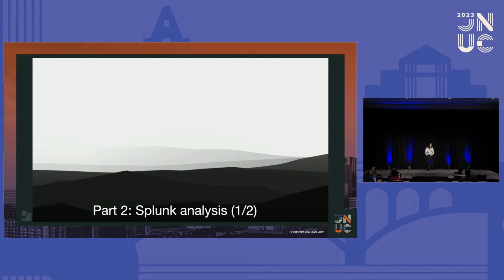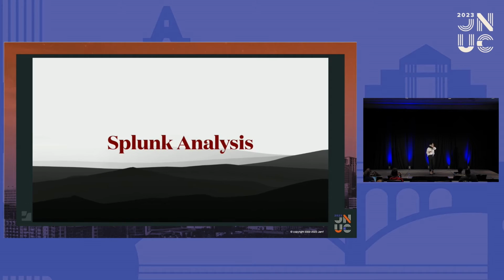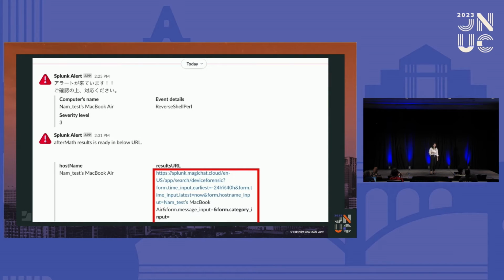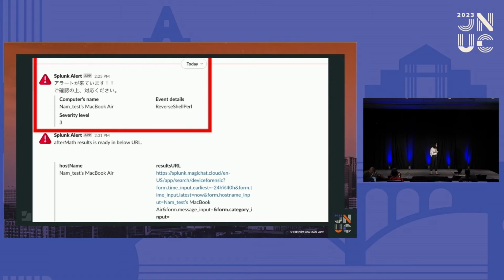Okay, now we will move to the Splunk analysis part 1. So first, let's look at Slack. Once the Aftermath data is sent to Splunk, a notification will be sent to a predetermined Slack channel, and then the results are shown below. By clicking the link shown in the message, the IT admin can then see the incident dashboard on Splunk.